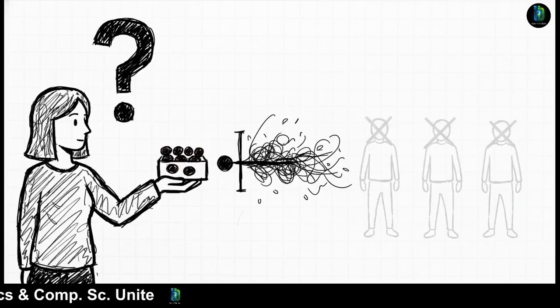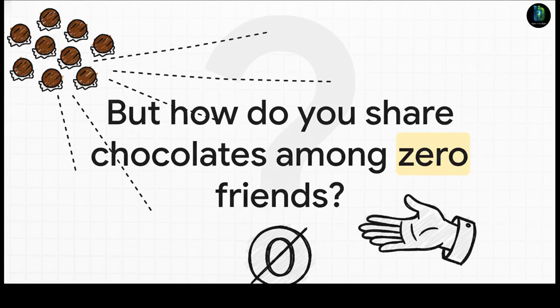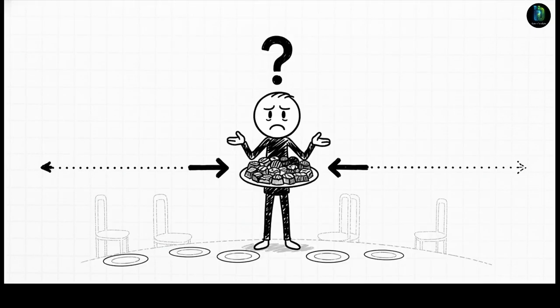But now, here comes the big question. What happens if 0 friends show up? How do you share 12 chocolates with nobody? The very idea stops making sense, doesn't it? The whole act of sharing can't even begin. And that simple story with the chocolates points to a much deeper truth in mathematics.